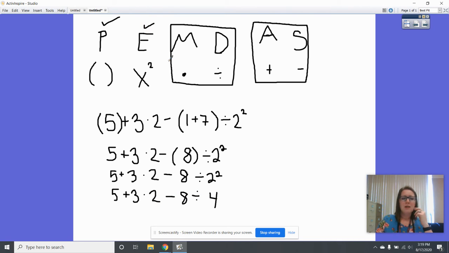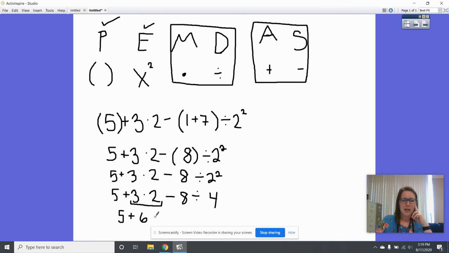Exponents are done. Now, I don't just say, let's do all the multiplication first. I do multiplication, and then I also at the same time do division. So I always just go left to right. Here's some adding, and here's some multiplying. I'm going to do this first. If this had been dividing first, that's okay, I would have done it first. 3 times 2 is 6. So I have 5 plus 6.